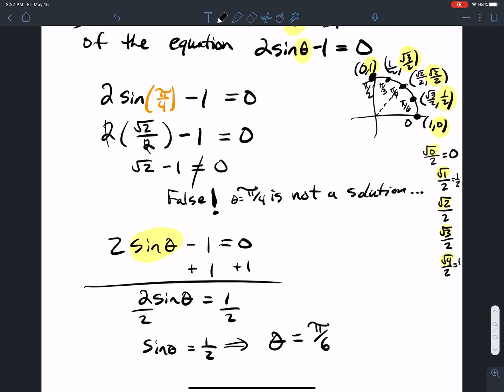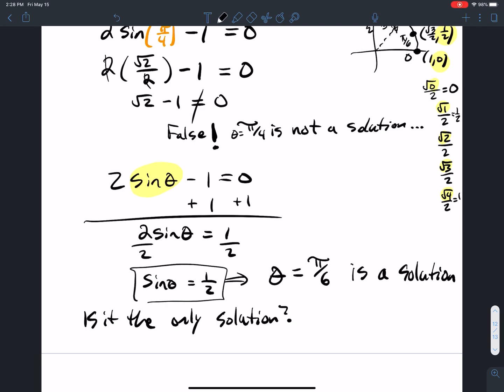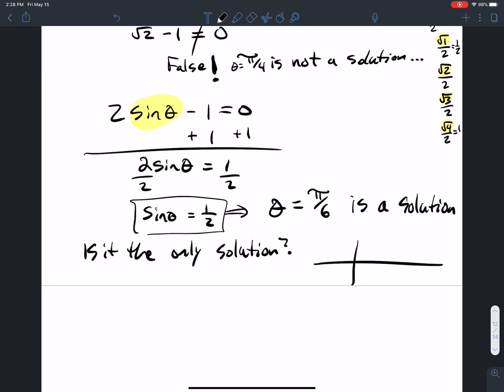Now, before we move on, though, there's one key point I want to bring up. This is a solution. Is it the only solution? Is this the only time that sine theta is equal to 1/2? Well, let's think about the graph of sine theta. Sine theta oscillates between -1 and +1. So from -1 to +1, right? The question is that the only time that sine theta equals 1/2? So y equal to 1/2 line? No, it looks like there are infinitely many solutions.